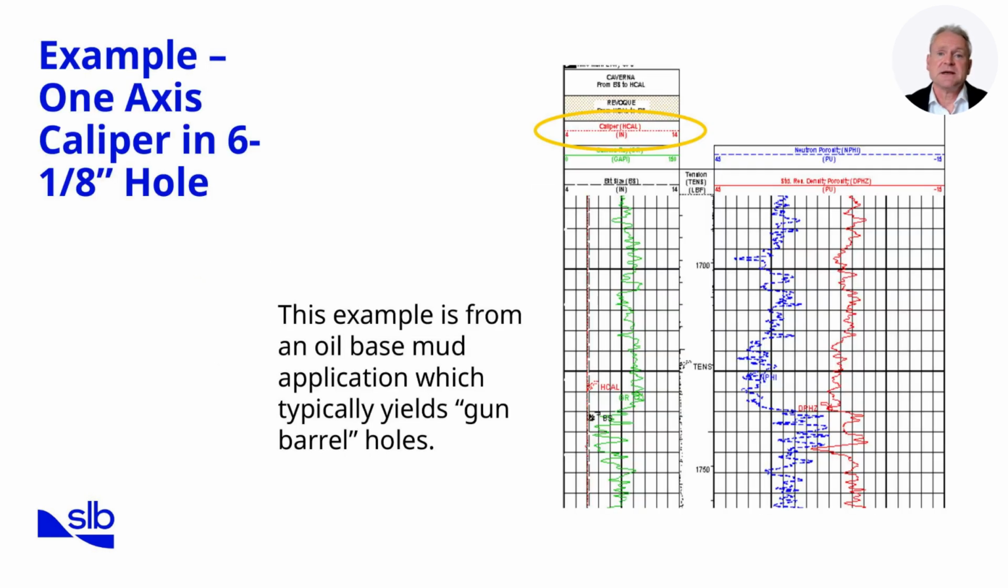This is an example of a single-axis caliper log taken from a well drilled with oil-based mud. The track indicates a uniform, almost perfectly cylindrical borehole, commonly described as a gun barrel hole. Oil-based mud systems often minimize chemical interactions with shales, which helps preserve gauge hole conditions. In this case, the caliper confirms minimal enlargement and no evidence of ovality or collapse. The log demonstrates the value of matching mud type to formation challenges. However, single-axis data is limited as it cannot detect directional enlargement or stress-related deformation. For that, we need to look at multi-arm caliper data.